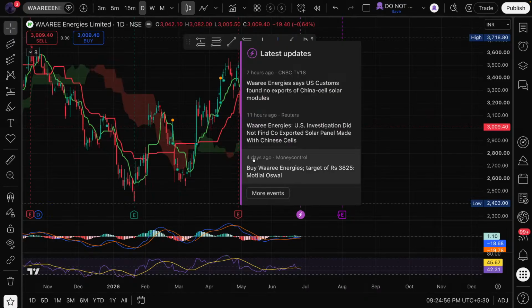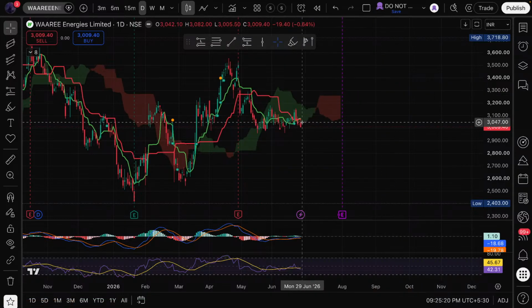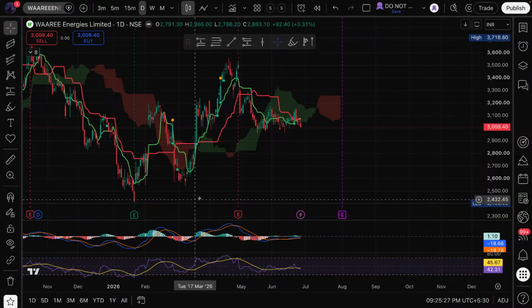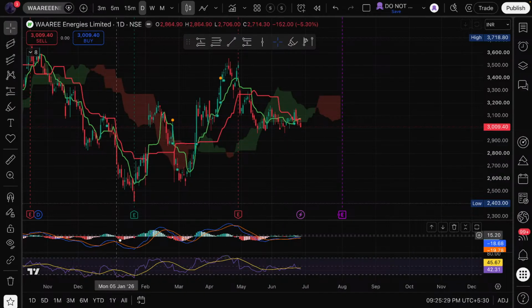Okay, there are two news items. One is 11 hours ago. Wari Energy: US investigation did not find any co-exported solar panels made with Chinese cells. Wow. Money Control says buy Wari Energy with a 3825 target. Motilal also says so. Alright, this is fine. This is good news, positive news. It's somewhere between neutral and positive.